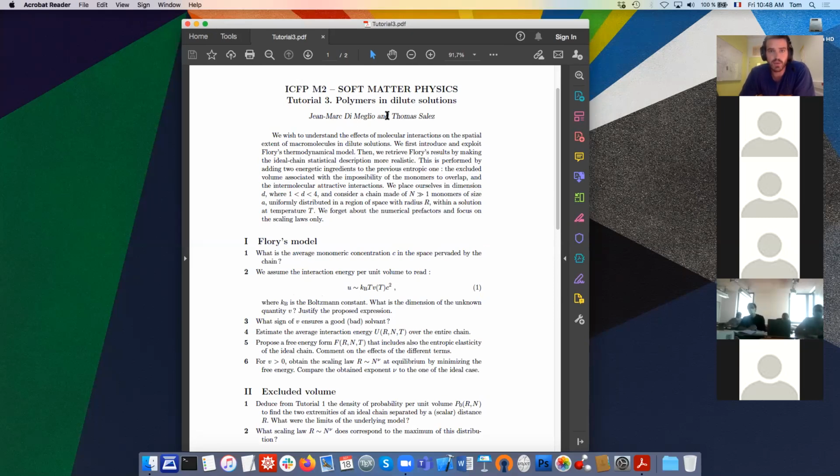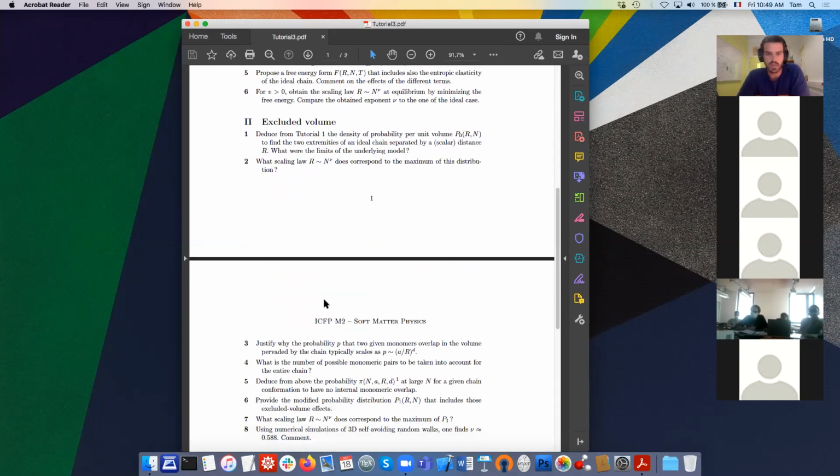And for today, we are going to attack tutorial number 3. It's about refining the picture we gave in the first tutorial about ideal polymer chains. We now want to take into account realistic interactions between the monomers and the solvents. We would like to see if the statistics is essentially modified and how, if that is the case. So please take the tutorial with you on the side, and we will start.